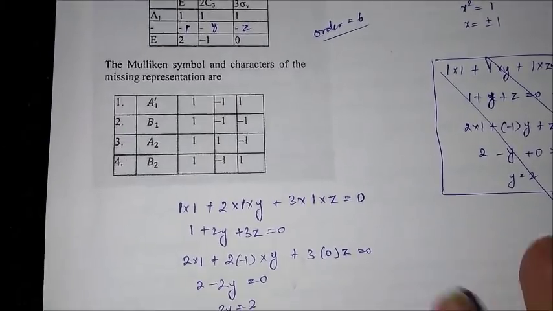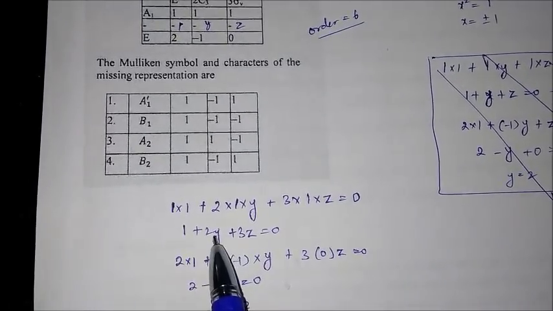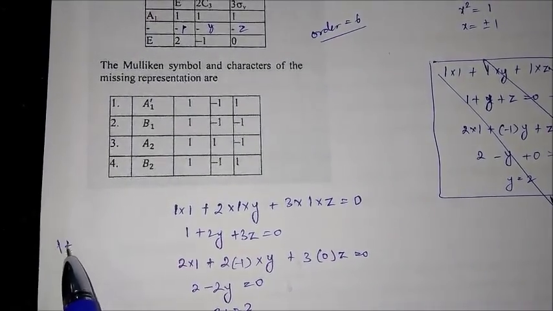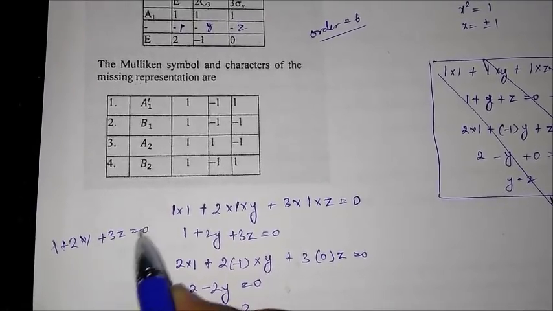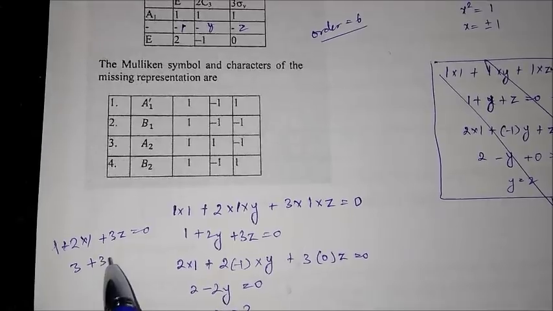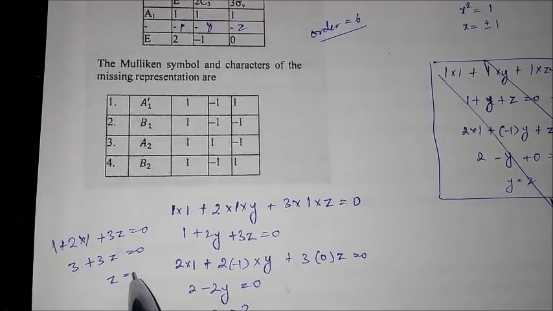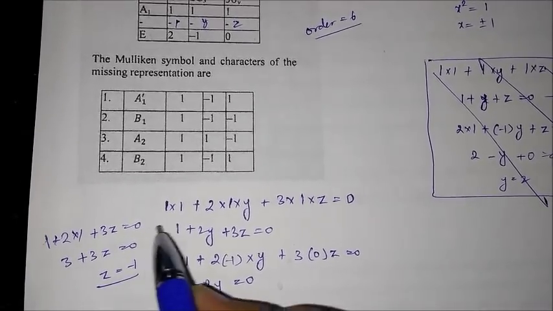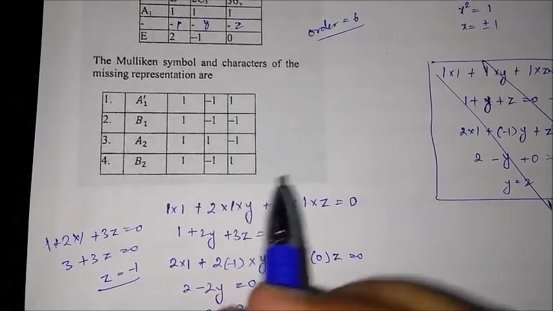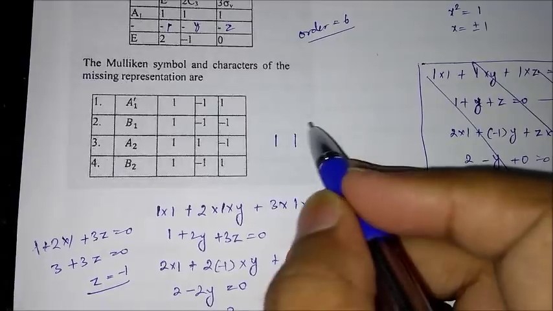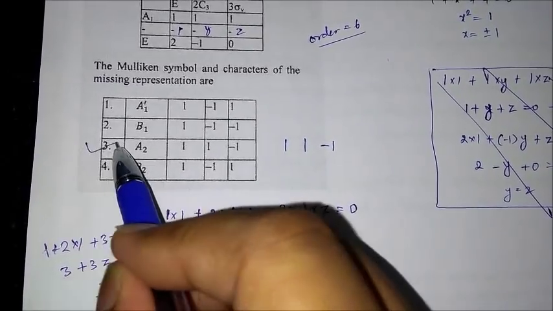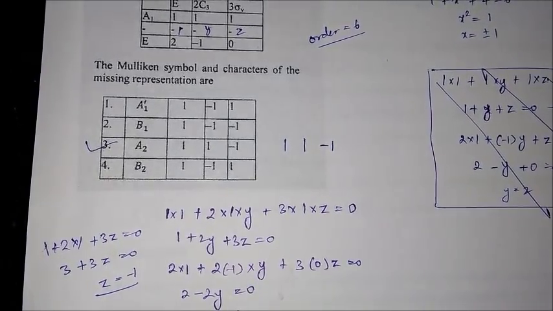Now if you want to find the value of z, we have to put the value of y in this. So we get 1 plus 2 into 1 plus 3z equals 0. So we get 3 plus 3z equals 0, so z will be minus 1. So the three values are x is 1, y is 1 and z is minus 1. This is only available in option number 3, so option number 3 will be the correct option.